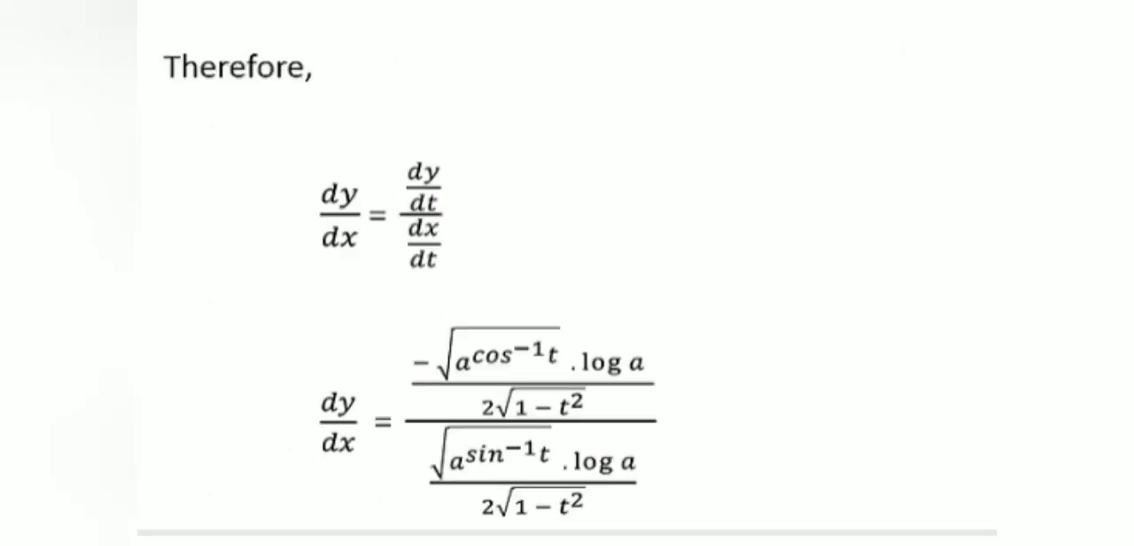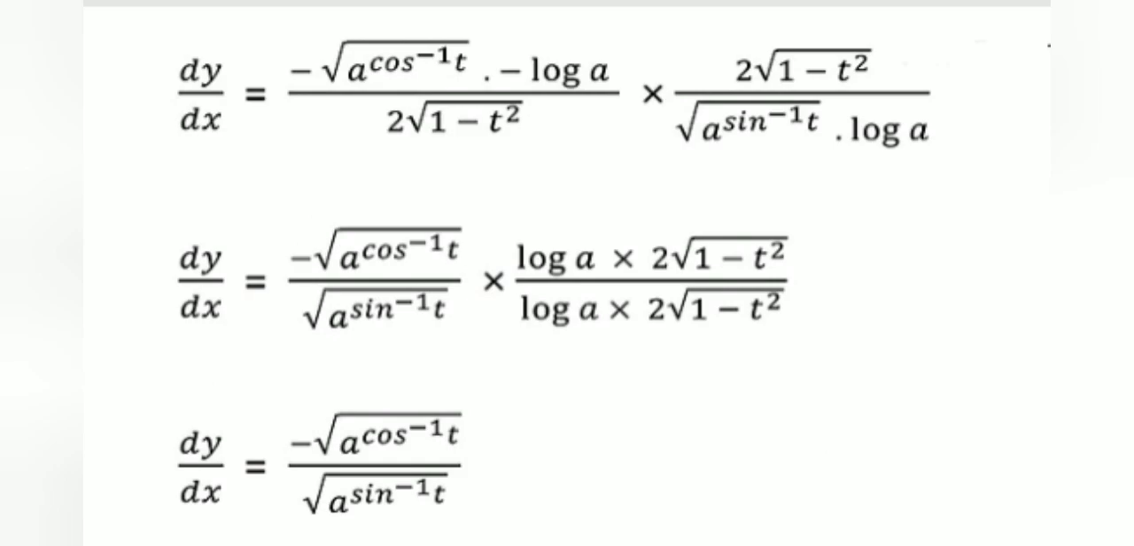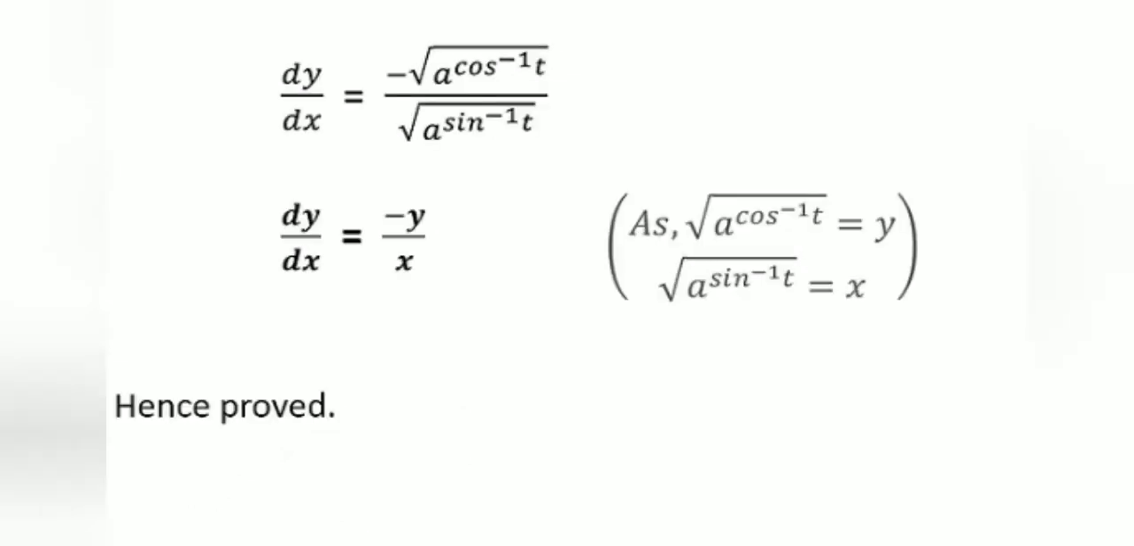Thus, for dy by dx, we substitute dy by dt and dx by dt to get dy by dx. Now, on simplifying this, we get dy by dx is equal to minus under root of a raised power cos inverse t divided by under root of a raised power sine inverse t. But we know that under root of a raised power cos inverse t is equal to y, and under root of a raised power sine inverse t is equal to x. Thus, dy by dx is equal to minus y by x. That proves the result.